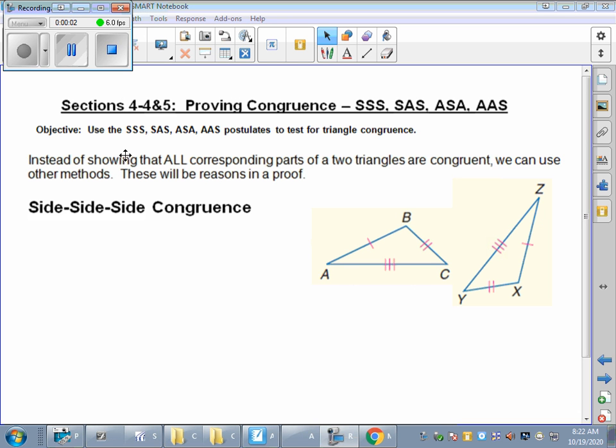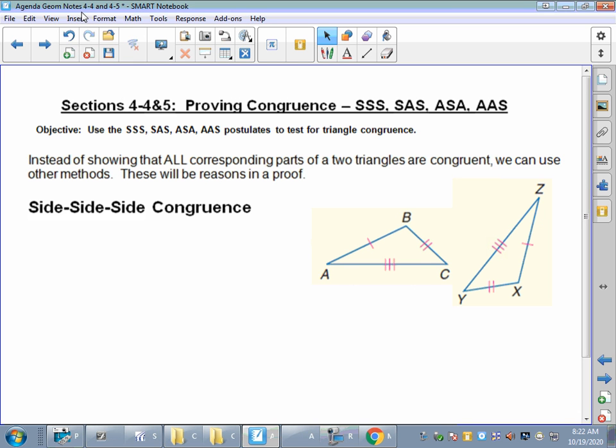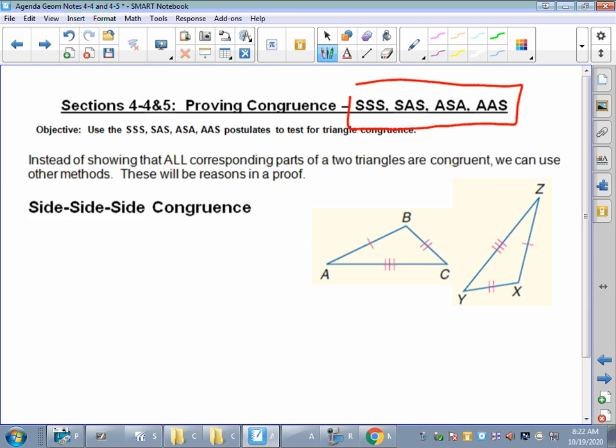Hi, geometry students. We are moving on to sections 4.4 and 4.5. We're doing this all as one big group. Notice the section is called Proving Congruence, and it's got all of these letters: SSS, SAS, ASA, and AAS.